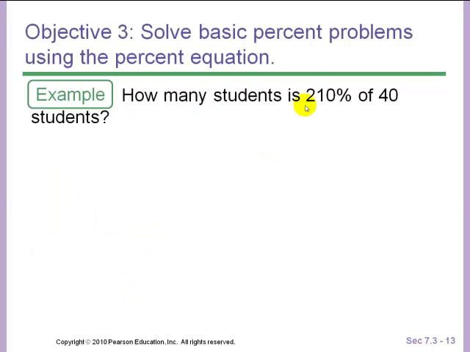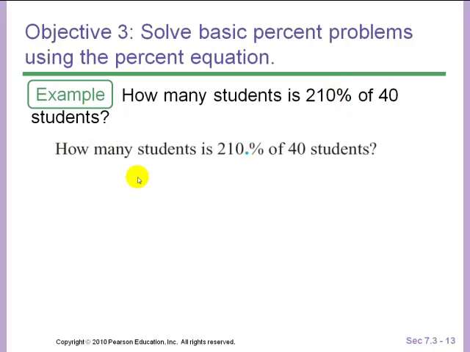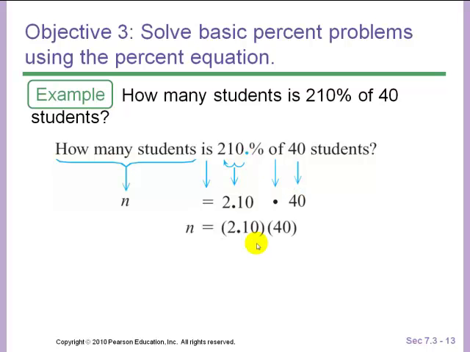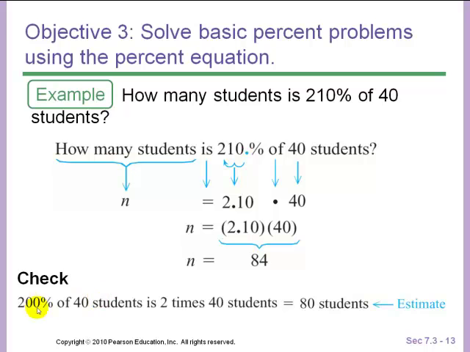How many students is 210% of 40 students? The how many students is our unknown. Is our equal sign. 210%, you can either use the decimal or the fraction, so either 2.10 or 210 over 100. Of is multiplication, and then our 40 students. Again, simply carry out the multiplication. N is 84.